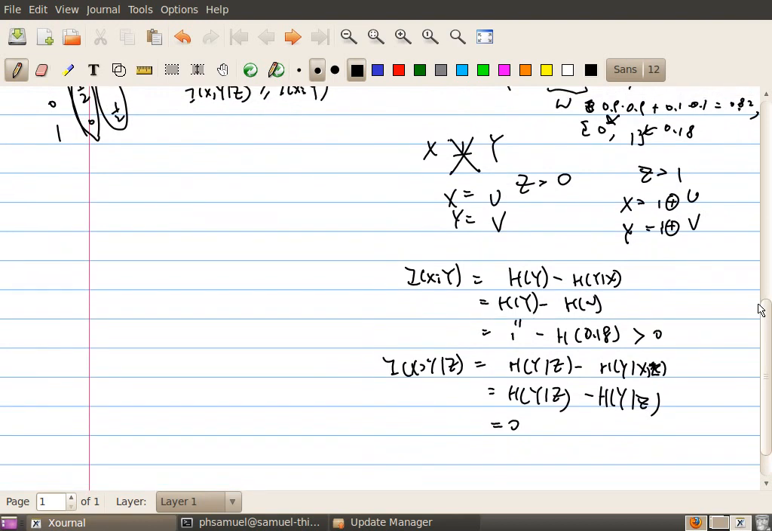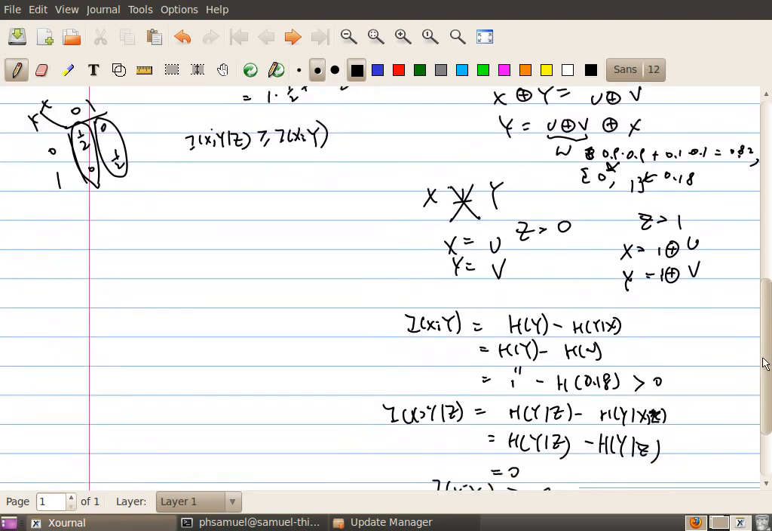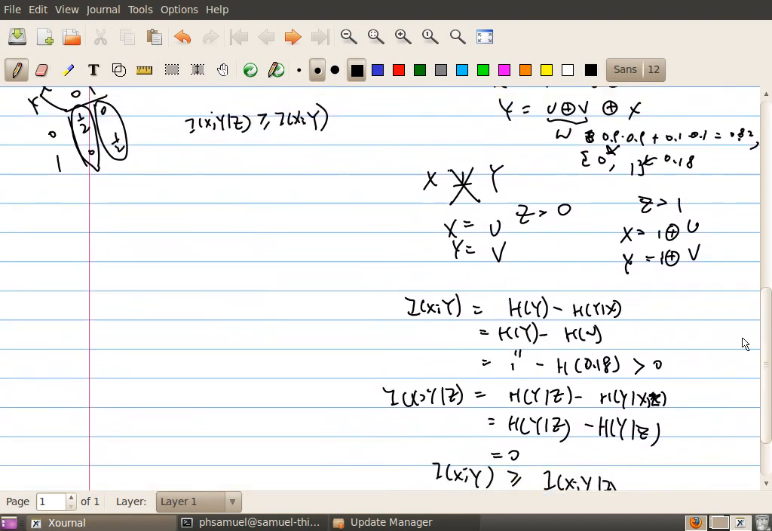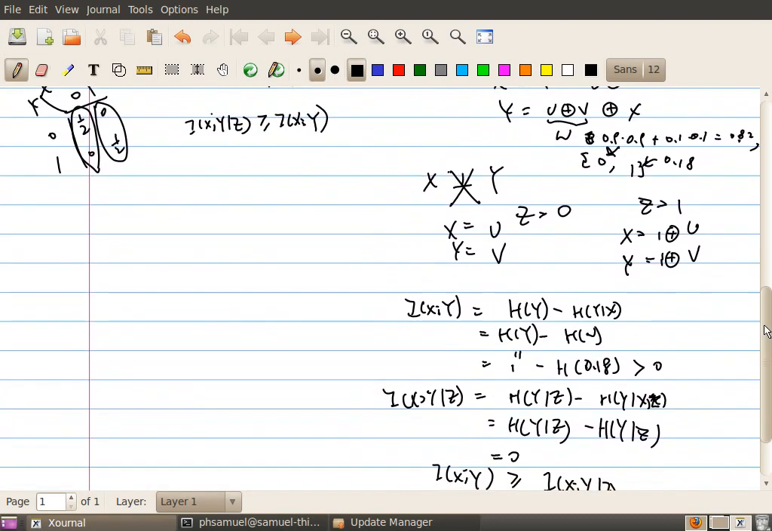So we have an example. In this case, I(X;Y) is bigger than I(X;Y given Z). So we have examples for both cases.